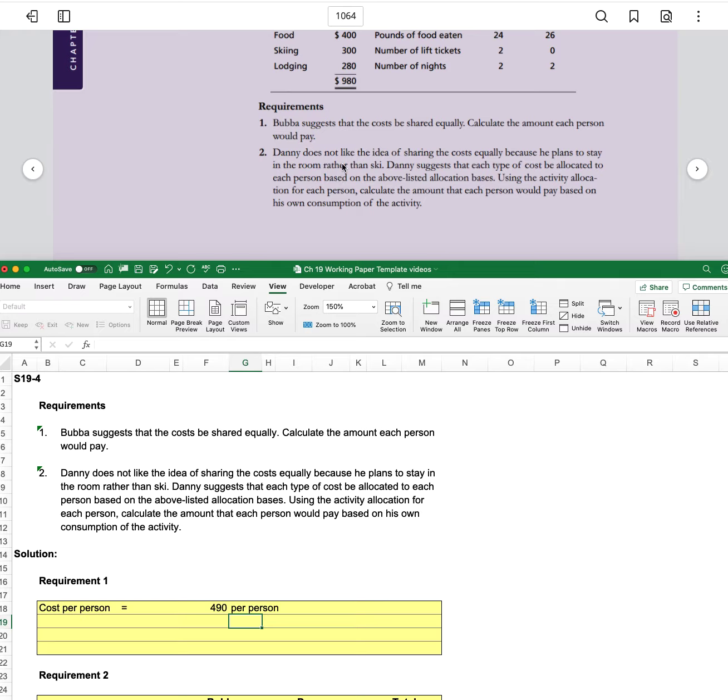Danny does not like the idea of sharing the costs equally because he plans to stay in the room rather than ski. Danny suggests that each type of cost be allocated to each person based on the above listed allocation bases. Using the activity allocation for each person, calculate the amount that each person would pay based on his own consumption of the activity.